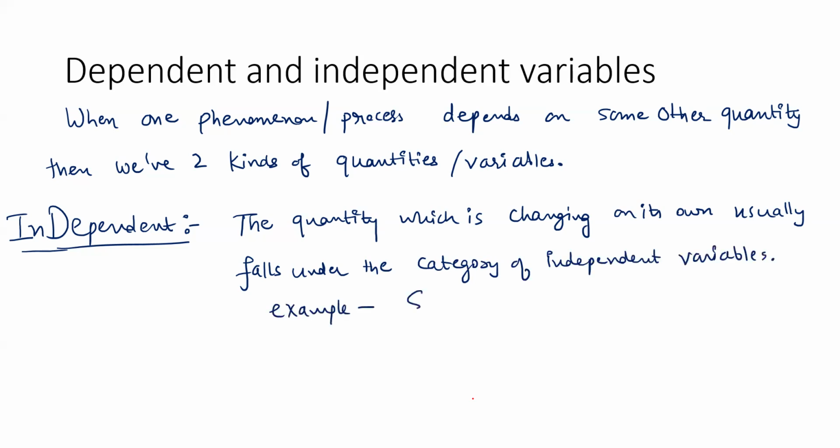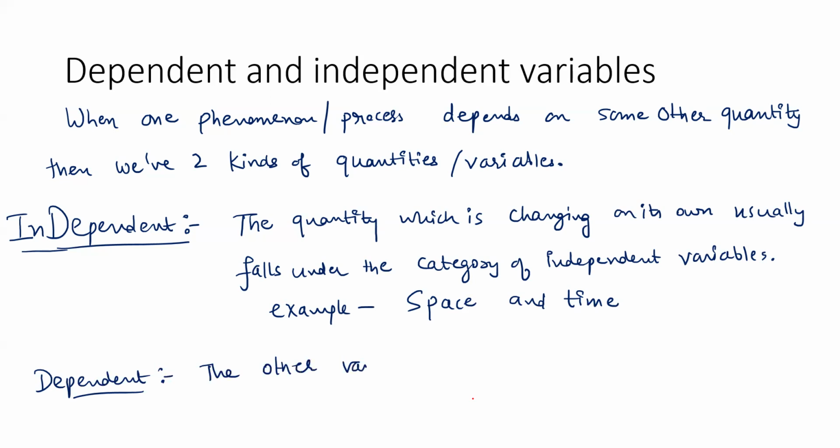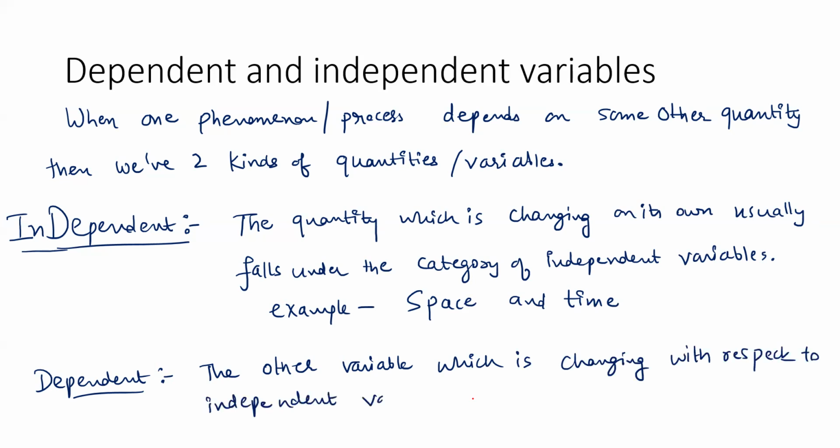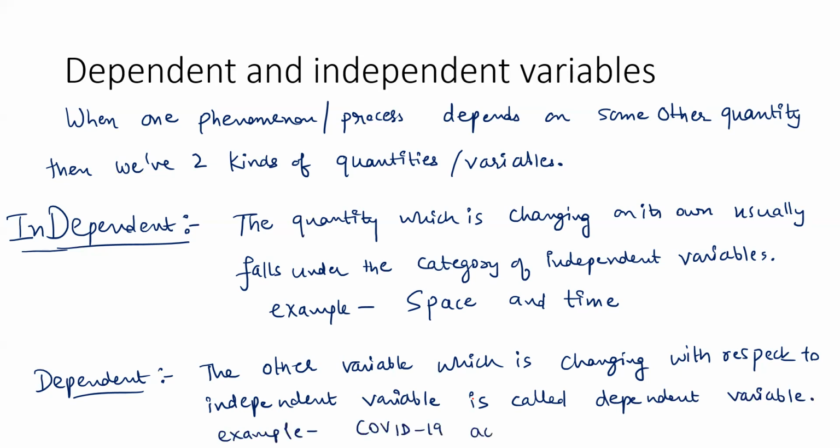For example, space and time. And what is a dependent variable? The other variable which is changing with respect to the independent variable is called the dependent variable. For example, the COVID-19 active cases is dependent on the time or population density.